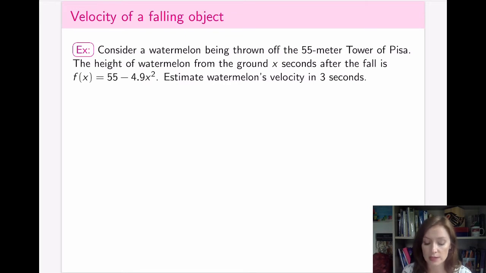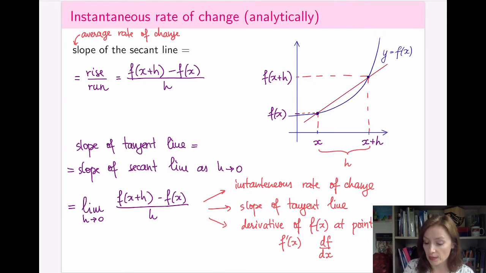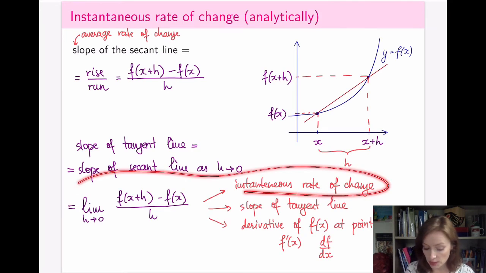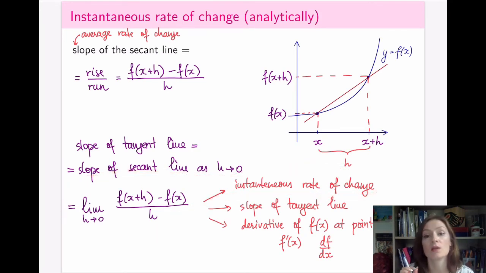Let's take a look at how that can be used, going back to our example of the watermelon being thrown off the Tower of Pisa. So here I've just relabeled my height function as f, just so it matches the definition this one time. Once we are more comfortable applying it, the name of the function should not matter whatsoever. I would like to estimate the watermelon's velocity in 3 seconds, which means that what I'm really after is not the average over 3 seconds, but the instantaneous rate of change in 3 seconds. And the instantaneous rate of change can be described using this formula.